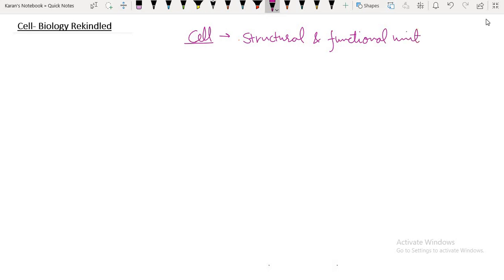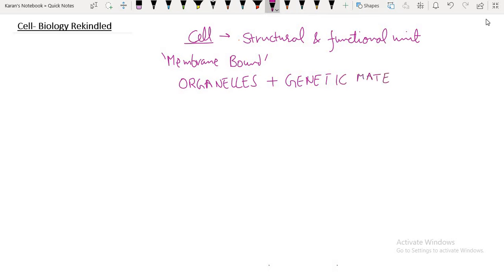This is cell. Moreover, it is a membrane bound structure, and this cell contains organelles plus the genetic material. Genetic material is being passed on from one generation to another generation. So this is organelles as well as genetic material.